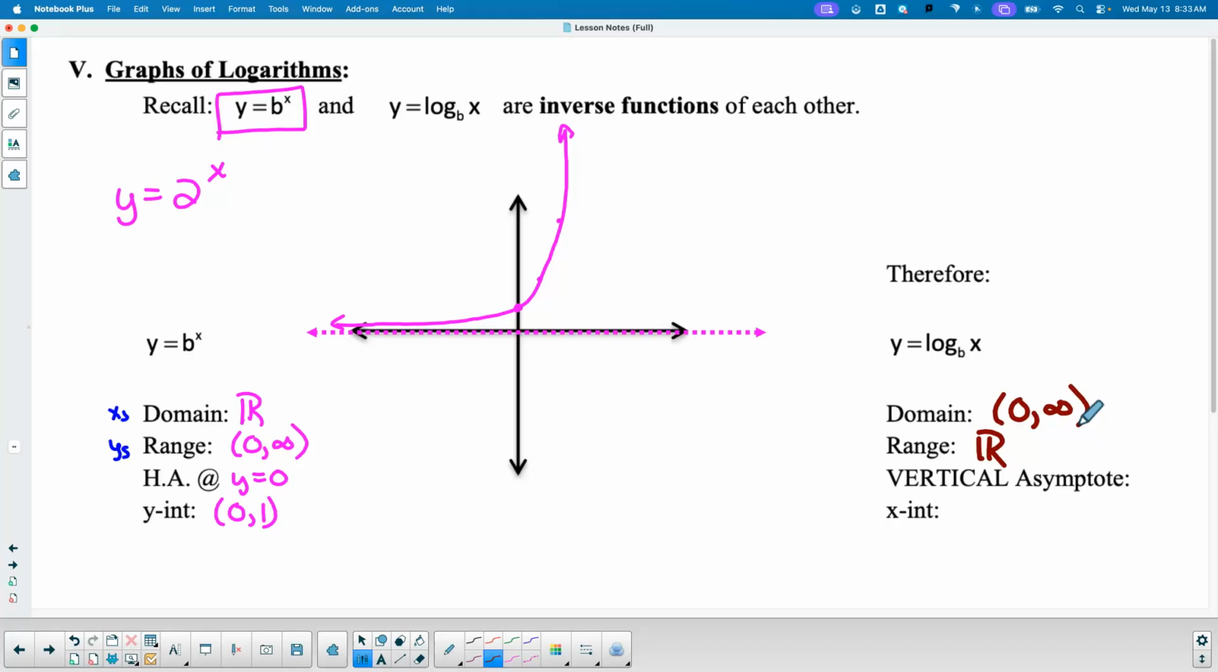Instead of having a horizontal asymptote, now I'm going to have a vertical asymptote, and it's going to be where? x equals 0. Instead of having a y-intercept, now I'm going to have an x-intercept, and what's it going to be? 1, 0. Yep.